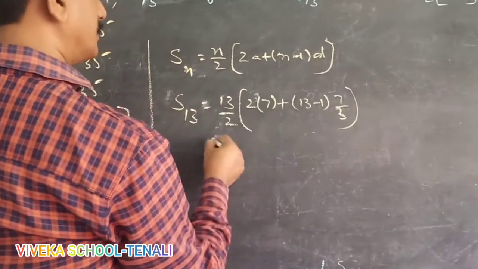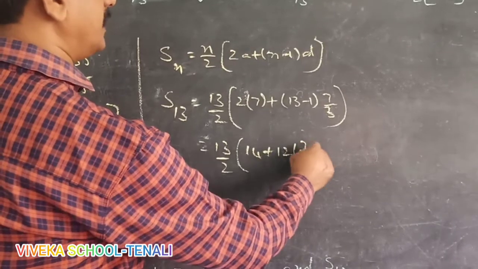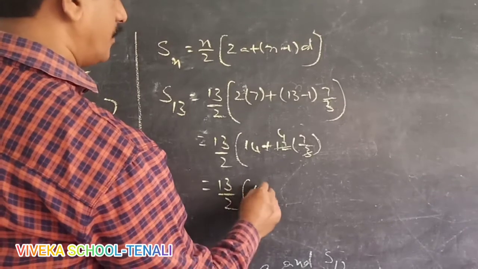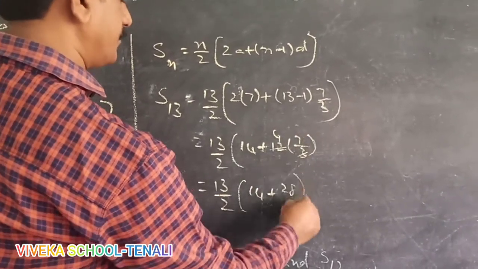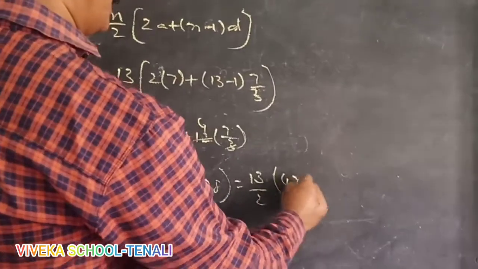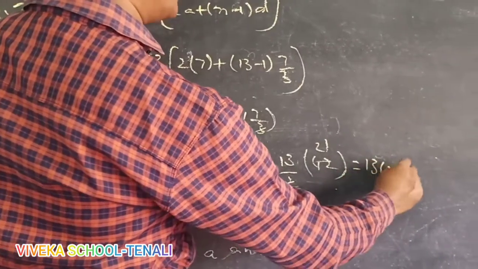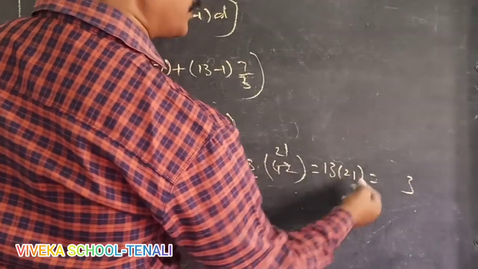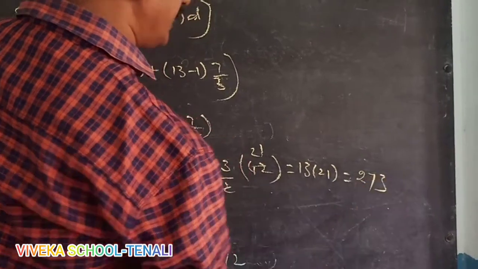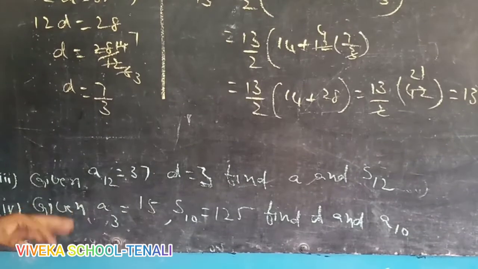So 13 by 2 into 2 sevens are 14, plus 12 into 7 by 3. 3 fours are 12, so 13 by 2 into 14 plus 4 sevens are 28. So 13 by 2 into 14 plus 28 is 42, and 2 into 21, so 13 into 21. 13 ones are 13, 3 twos are 26, 26 plus 1 is 27, so 273. So, same model, these sums also try it.